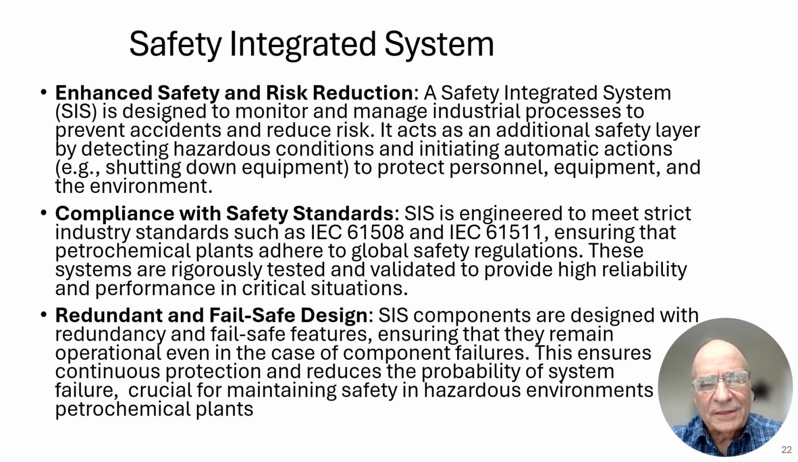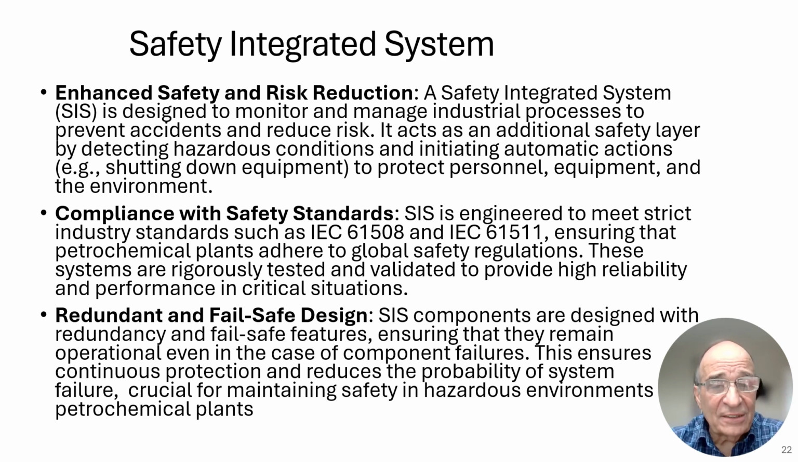The Safety Integrated System is an enhanced safety and risk reduction system. A safety integrated system is designed to monitor and manage industrial processes to prevent accidents and reduce risk. It literally takes over the plant and puts it into a safe mode, such as no hydrocarbon flows in the plant other than to supply emergency generation. It acts as an additional safety layer by detecting hazardous conditions and initiating automatic actions, shutting down equipment, protecting personnel, protecting equipment, and protecting the environment.